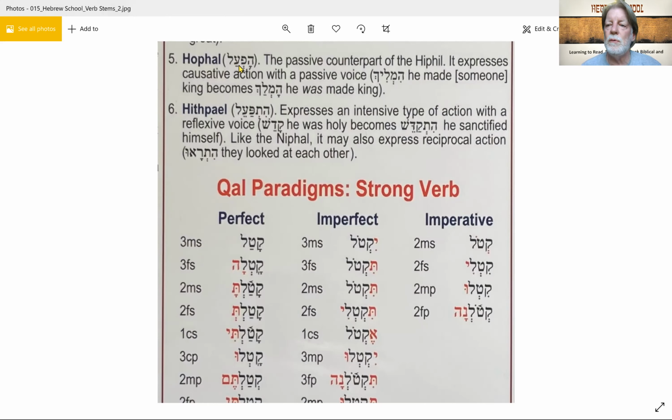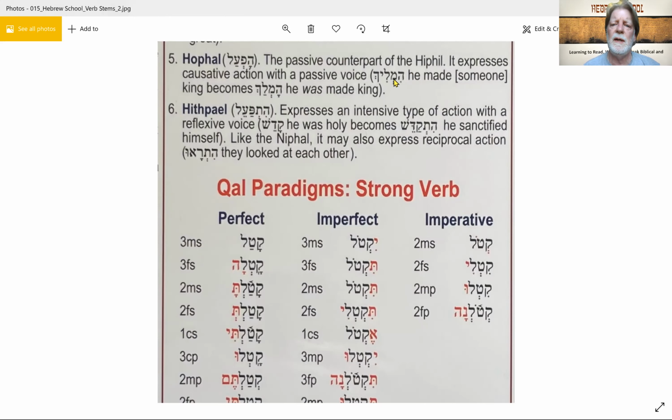And there's no U sound. There is no shurek and there's no kibbutz here, and yet it's passive. So the shurek, the U sound, is not absolute. It's not passive in every case. And I guess I should say the other way around too. Sometimes there will not be a U sound and it'll still be a passive idea. So this is something that was caused.